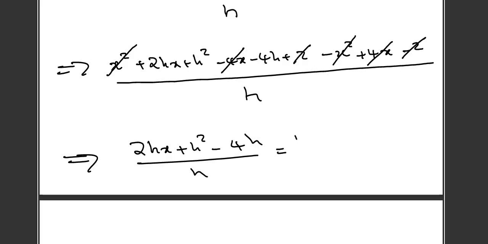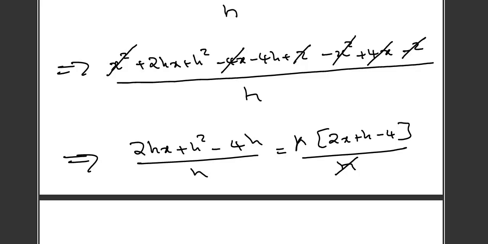On top, h is common, so you factorize it: 2x plus h, then minus 4. Then down you just have an h. You can cancel this. So your final answer should be 2x plus h, then minus a 4.